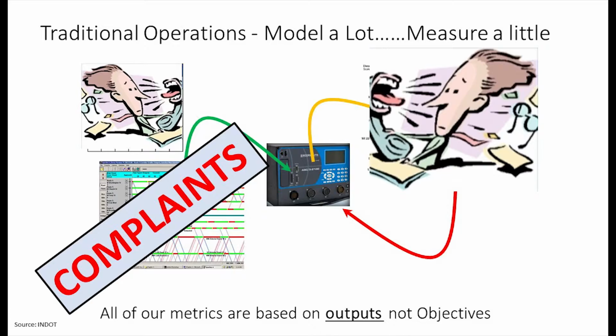So let's talk about the traditional process. In traditional operations, we model a lot and we measure a little. What does that look like? The Highway Capacity Manual is the guiding document for how we design traffic signal timing, and it's been incorporated into a number of the software tools that are used. Basically, the tool will accept hourly traffic signal volumes. So the beast eats traffic signal volume data.